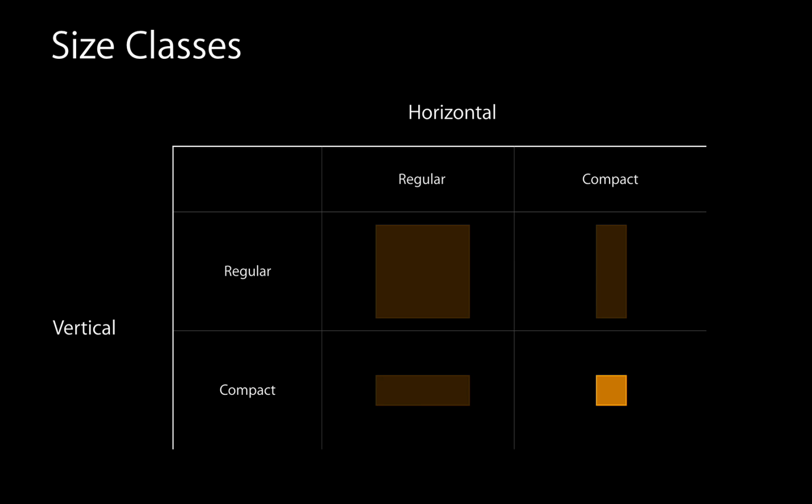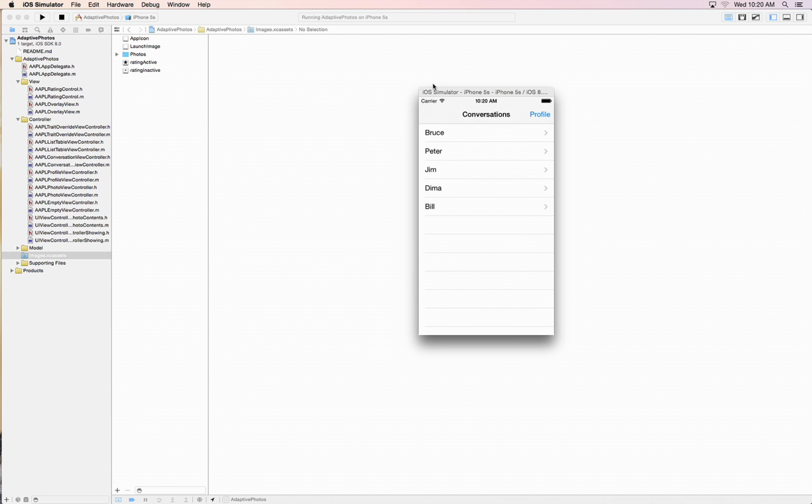So this is all a little theoretical. Let's take a look at a sample application to see how this works in practice. All right. So the sample code that I'll be showing you today is available on the WWDC website. Just go to the sample code section and search for Adaptive Photos, the name of our sample app.